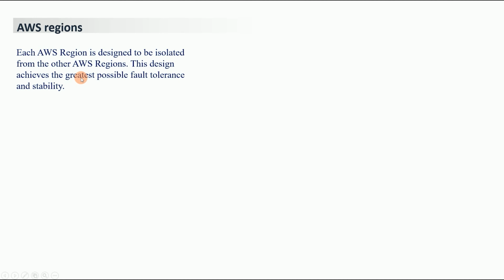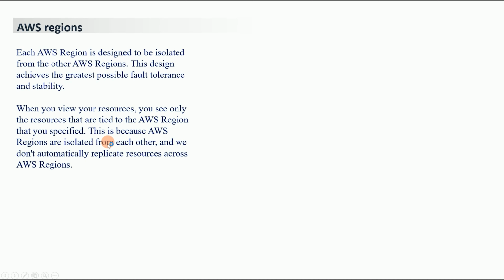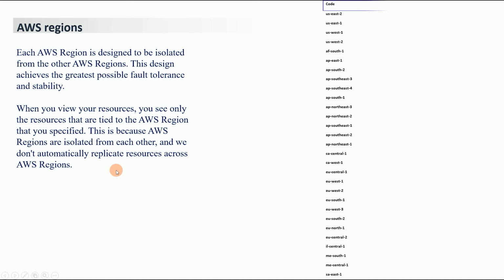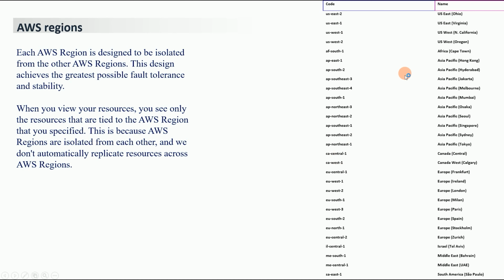AWS regions. Each AWS region is designed to be isolated from other AWS regions. This design achieves the greatest possible fault tolerance and stability. I will explain how it achieves fault tolerance and stability. No worries. When you view your resources, you see only the resources that are tied to the AWS region that you specified. This is because AWS regions are isolated from each other and we don't automatically replicate resources across AWS regions. So you can see the list of regions here and there are certain codes to identify those regions.